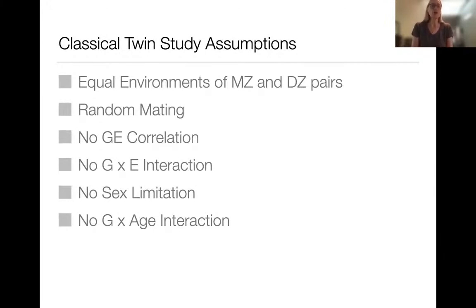Other assumptions include those of random mating, no genotype by environment correlation, no genotype by environment interaction, no sex limitation, or no genotype by age interaction. And several of these can be addressed with more complicated models that we will address in future videos.